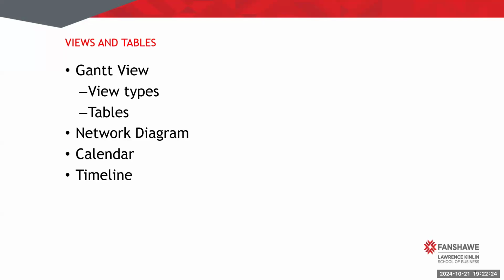We'll start by looking at the different views that Microsoft Project offers. The most commonly used view is the Gantt view, which visually represents our project schedule. We'll go through how to navigate and utilize the Gantt view effectively to track progress. Next, we'll explore other view types, including the network diagram, which shows the project tasks and their dependencies, the calendar view for a time-based perspective, and the timeline, which helps us present a high-level summary of our project to stakeholders.